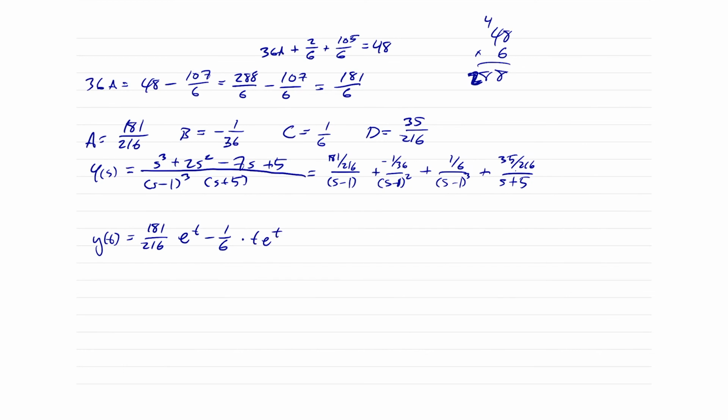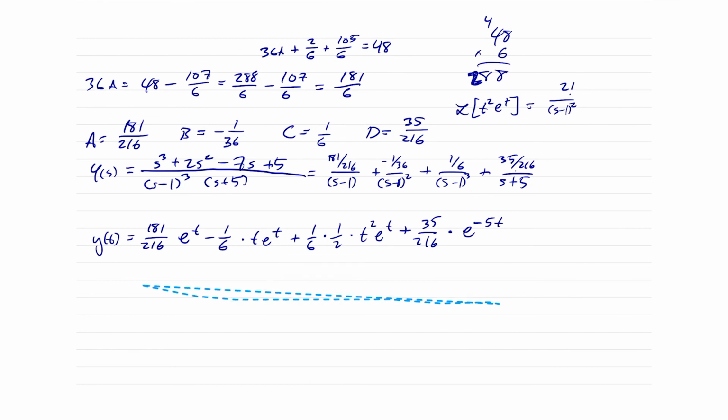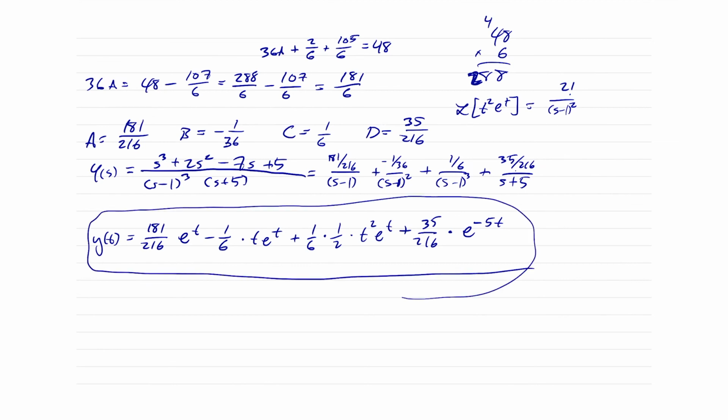Now the next one is slightly trickier. We have 2 factorial over s minus 1 cubed, which should be the Laplace transform of t squared e to the t, right? So I'm going to multiply and divide by 2. I get 1/2 out here, then putting 2 back on top, that gives me t squared e to the t. And finally, plus 35 over 216 times e to the minus 5t. Okay, and there we go. This is the solution to our differential equation. Bit of a mess. I can clean it up a little and change that to 1/12. But that's the idea.